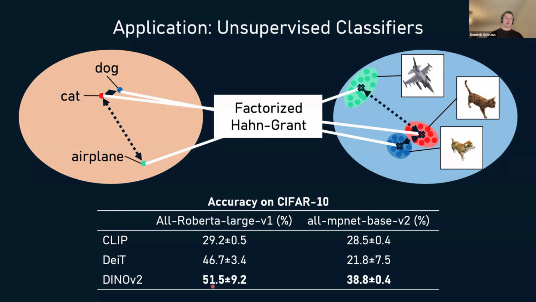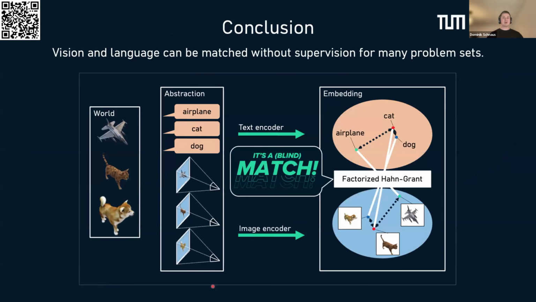So this is very far from the supervised state of the art, but I think it's quite interesting, and it's the first instance of fully unsupervised image classification. And I think it's really interesting that these pairwise distances are already enough information to do that. So the main takeaway message is that vision embeddings and language embeddings can already be matched without any supervision for some concepts, and this is made possible by similarities in the pairwise distances in both spaces. So thank you for your attention, and I'm looking forward to your questions.